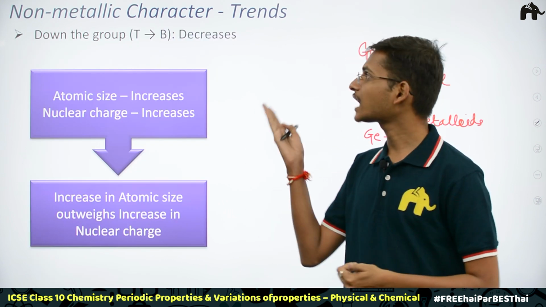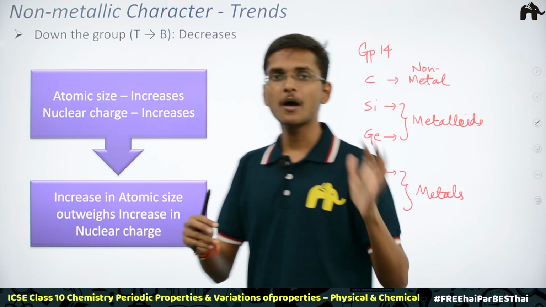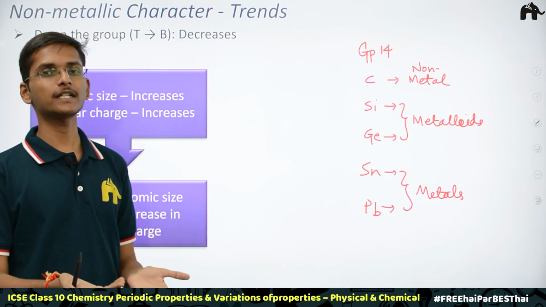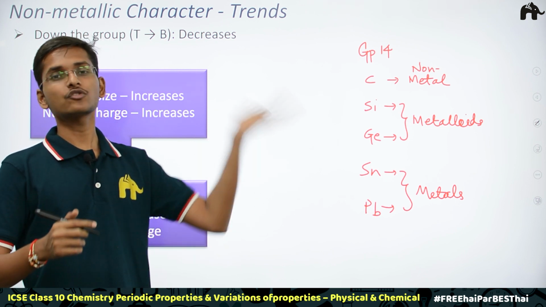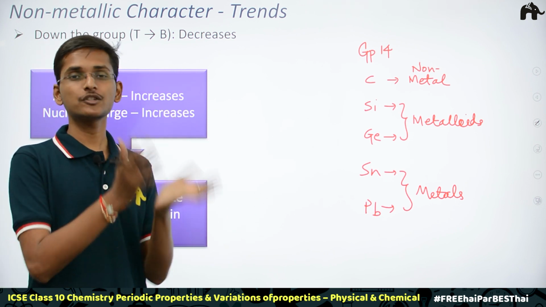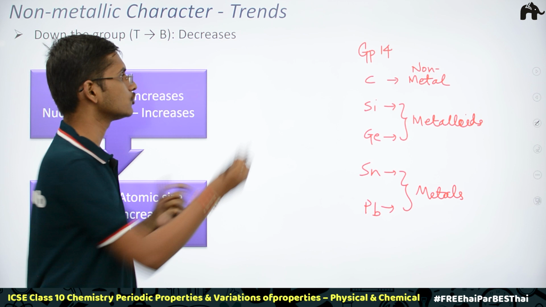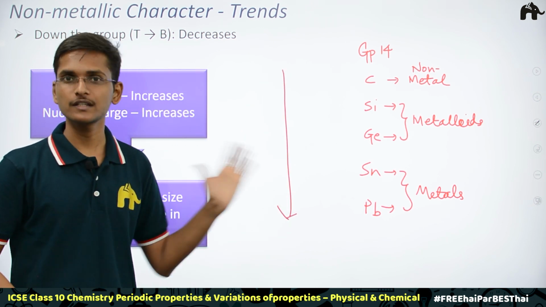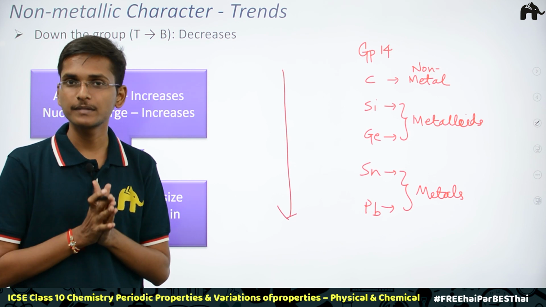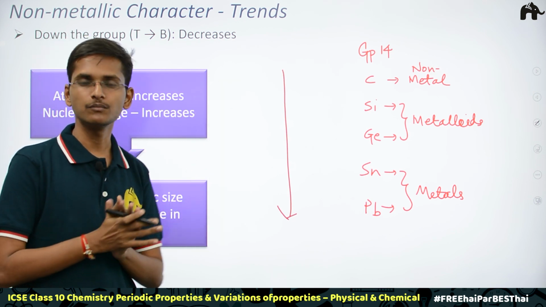Okay, now it's time to see the trends of the non-metallic character. So starting from down the group, when we move from top to the bottom in a group, what happens to the non-metallic character? Let's try to find out. Same method: we are going to see the factors on which non-metallic character depends, and what happens to those factors when we move down the group. The two factors we know, which we just studied, are atomic size and nuclear charge, on which non-metallic character depends.